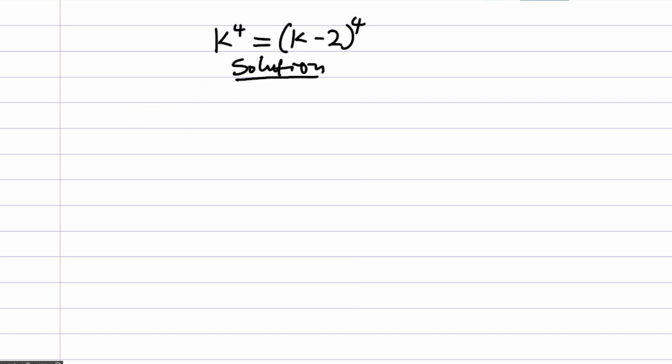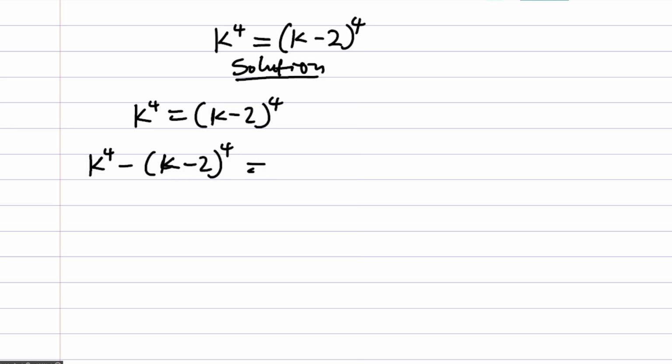Now if we have this, what we'll do is we have k raised to power 4 is equal to (k minus 2) all raised to power 4. Now let us take this one to this side. I'm going to have that this is k raised to power 4 minus (k minus 2) all raised to power 4 is equal to 0.